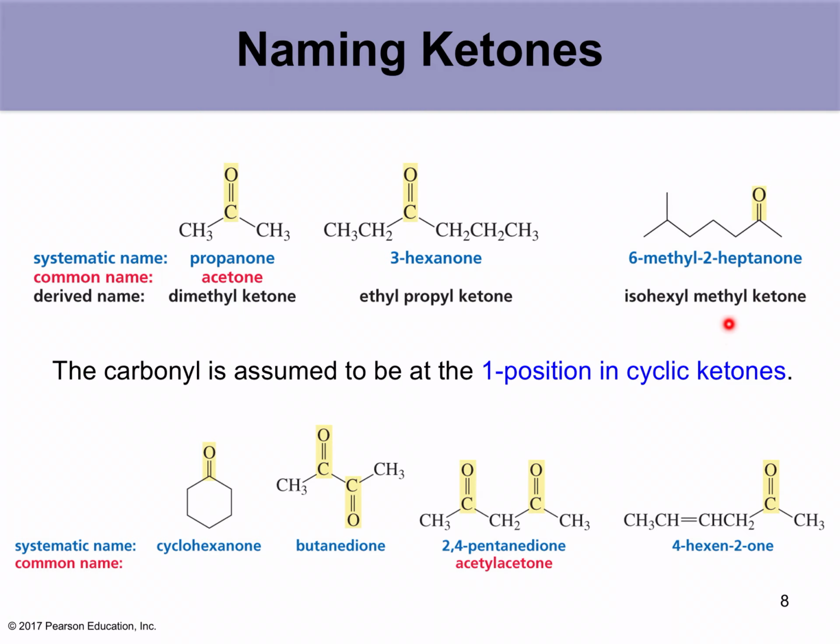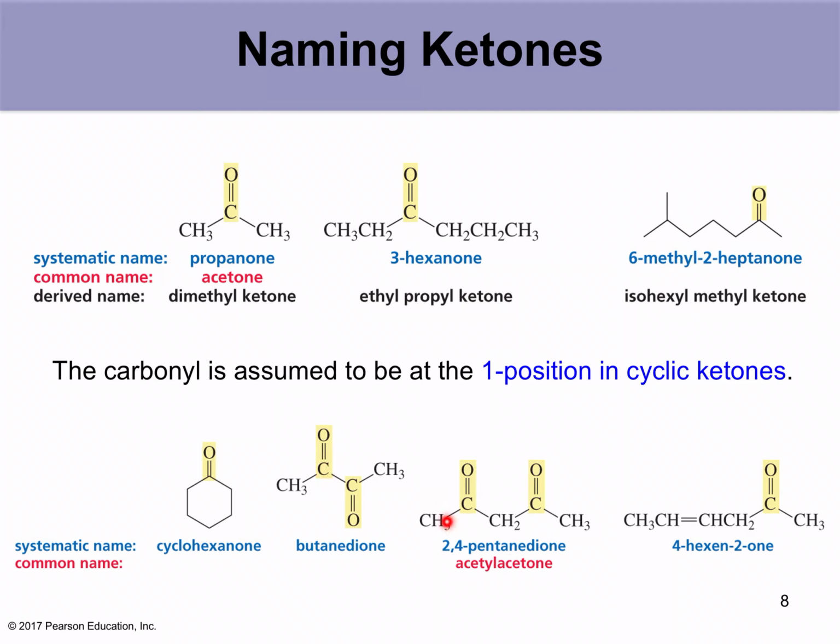And the carbonyl is assumed to be at the 1 position in cyclic ketones. So this is a cyclic ketone. The carbonyl group is assumed to be the number 1 position, so we can just say cyclohexanone. It doesn't have to say 1. And then here you have 2 carbonyl groups, and that can be named butanedione, since 1, 2, 3, 4. It doesn't have to say 2,3-butanedione because that's the only place the 2 carbonyl groups can be.